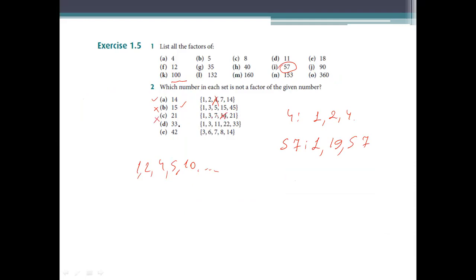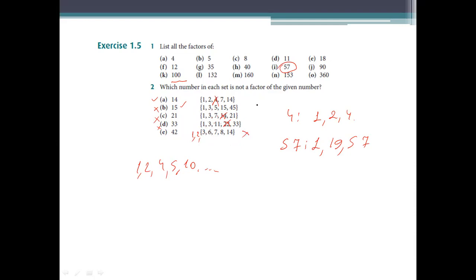And 33: 1, 3, 11, 22 is not also, and 42. Where is 1 and where is 2? That's also not correct. So the first one or second one, yes, no. None of the options is correct, because for 42 it is not written that the first factor is 1 and the second factor is 2, and that's why it's not enough. We cannot say this is correct.